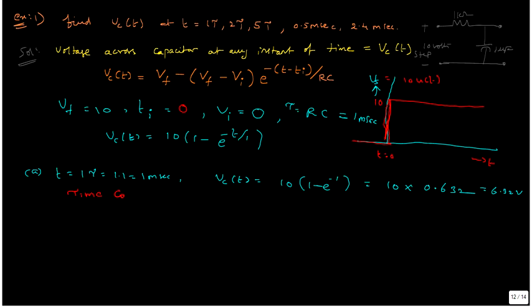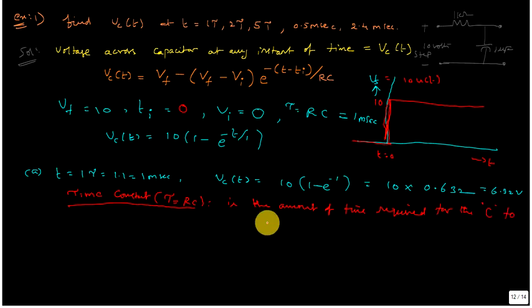Time constant is tau, which is RC for this RC circuit, and for an RL circuit it is different. Remember it. The time constant is the amount of time required for the capacitor to reach 63.2% of its final value. Remember it, this is the final value.